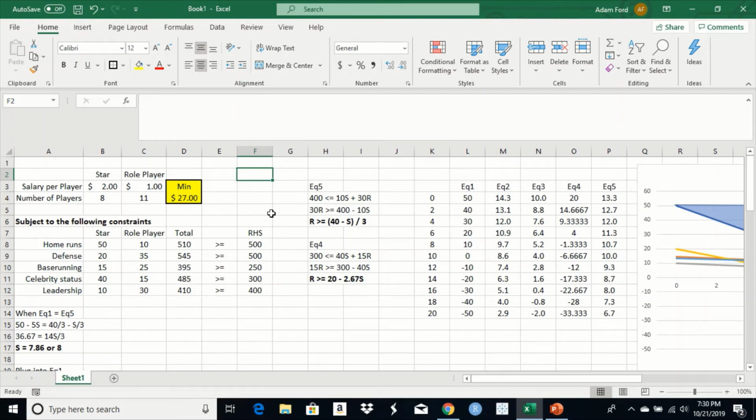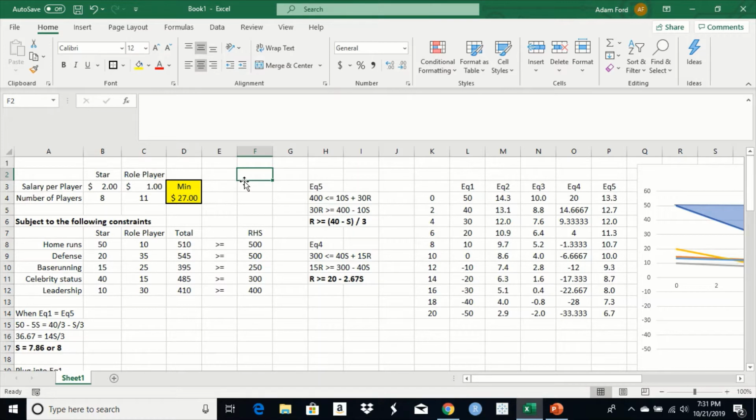Alrighty, this is G3 Consulting. We are now looking to plan salaries for a baseball team. We've got to acquire some players in order to try to form up the best team. So we have divided a group of potential players into two different types. We have the star players and we have the role players.